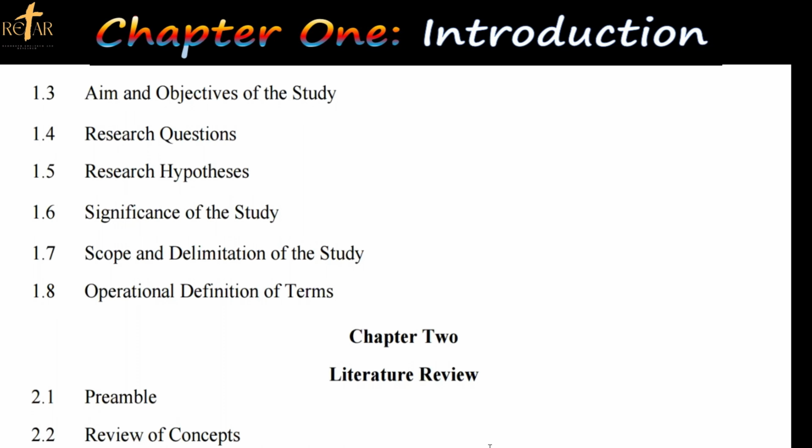So if your objective is to investigate effect, your research question must be focused on effect. If your objective is to investigate relationship, your research question cannot now switch to effect or impact. You must maintain relationship. Please take note of that. Consistency. And it will flow into your hypothesis.